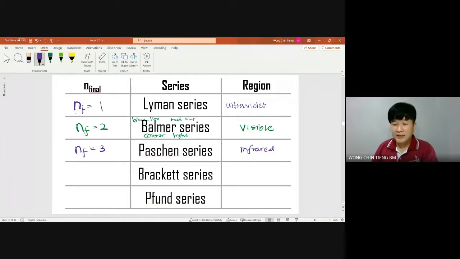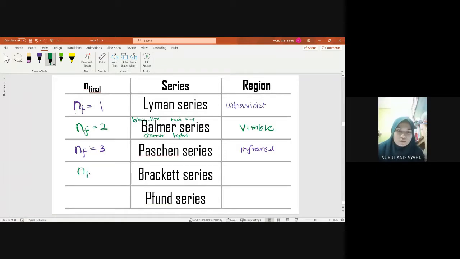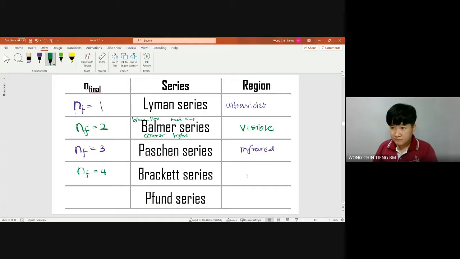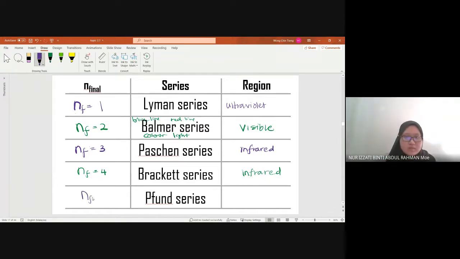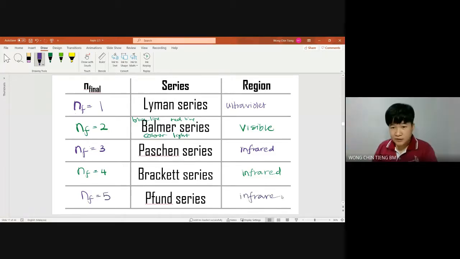Alright. Ada seorang lagi, Anis Syahira. Bracket series. And final equals to 4. Region? Region infrared. Infrared as well. Izzati, last but not least. And final equals to 5. Region infrared. Okay. Duka cita, semua kena hafal. Tapi saya rasa senang je, hafal nama je sebenarnya.